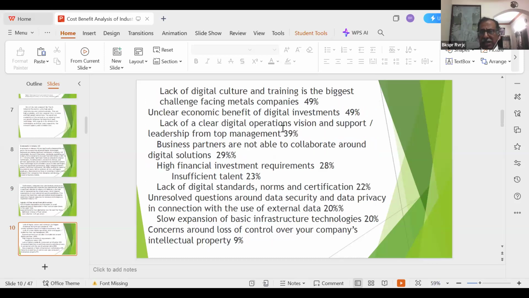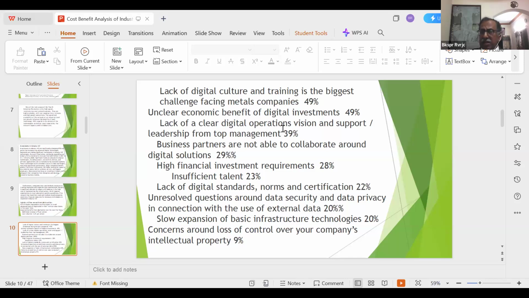Lack of digital culture and training is the biggest challenge facing metal companies. That is, 49% of companies are facing this problem: lack of digital culture and training among the employees. Unclear economic benefit of digital investments is also 49%. Lack of a clear digital operations vision and support or leadership from top management is 39%.